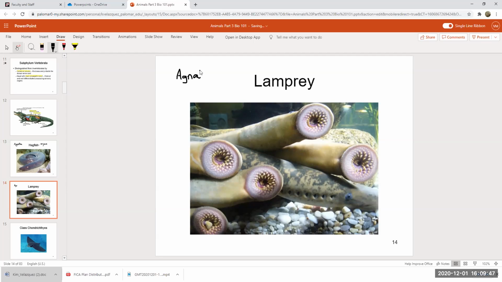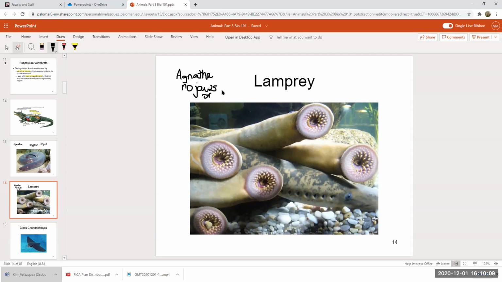Okay, there's only so big you can get if you don't have jaws. These guys also don't have scales and they don't have fins. Okay, so no jaws, obviously, but they also don't have any fins. So it's pretty hard to move efficiently if you don't have fins.